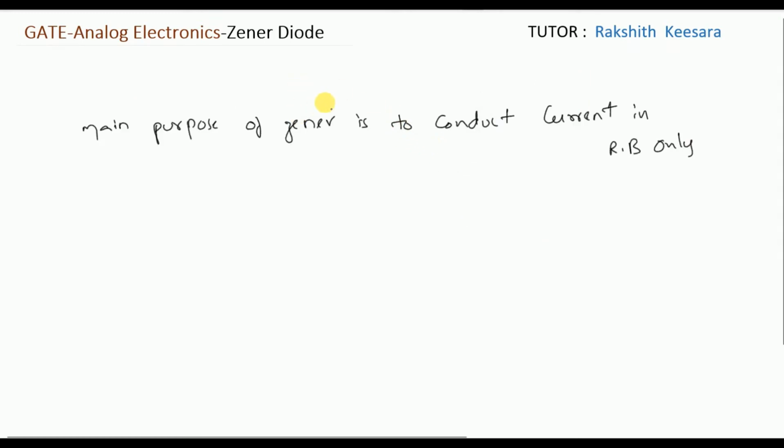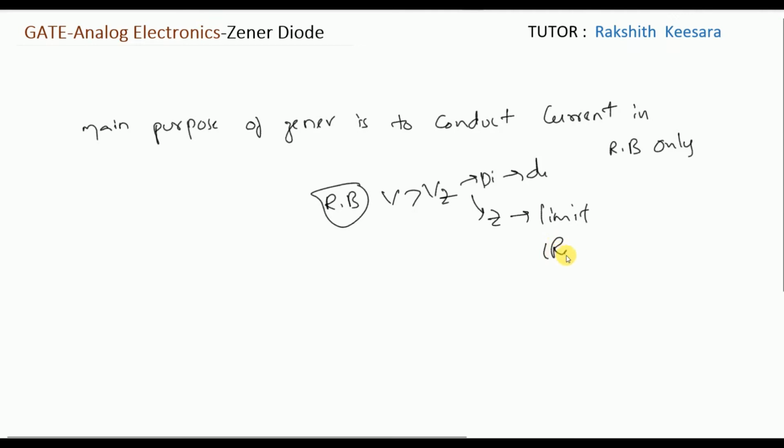If you consider forward bias, it is acting as a normal PN junction diode. There is no specialty of the Zener diode. But if you consider the reverse bias condition, when V is greater than V breakdown, the normal diode will be damaged. But the Zener diode will limit the voltage, or regulate.